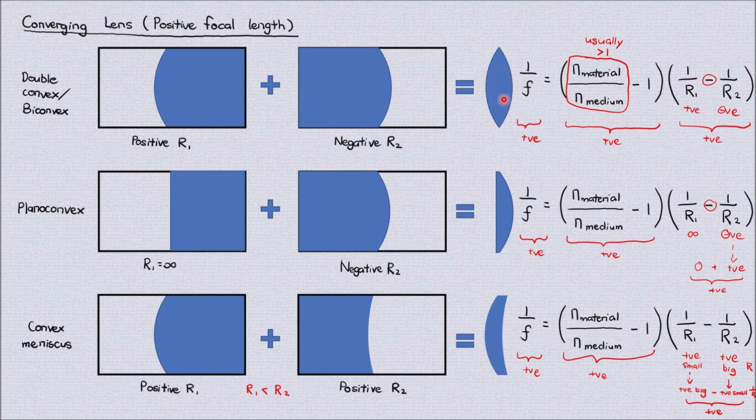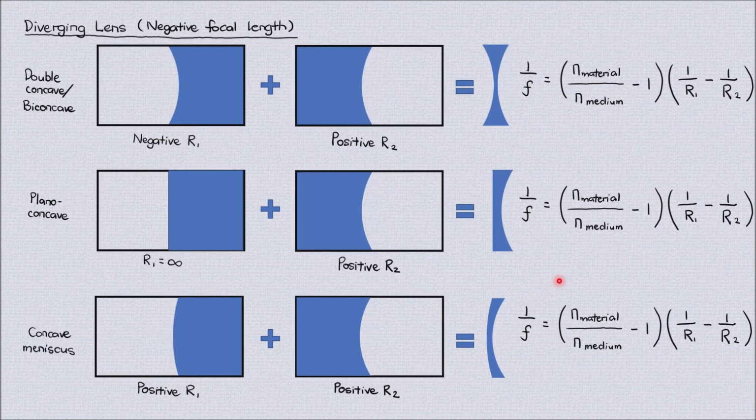We see that the center portion of the lens is thicker compared to the edge of the lens, which is the top and bottom portion of the lens. The top and bottom are usually thinner compared to the center portion of the lens. And we call all these lenses converging lenses or positive lenses.